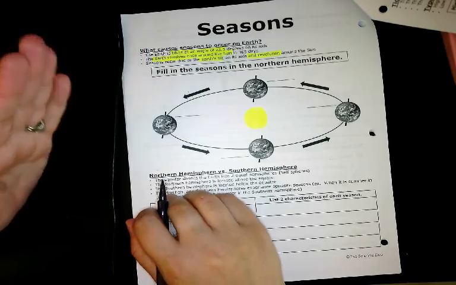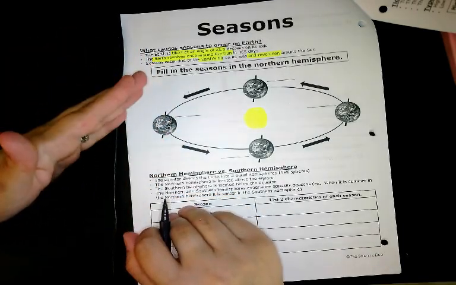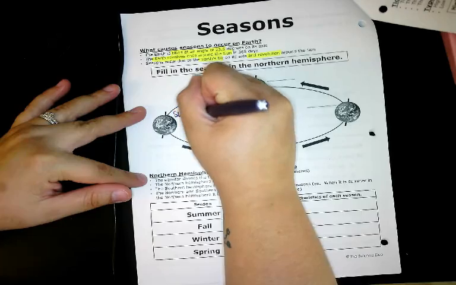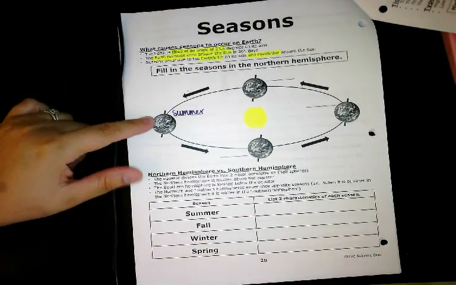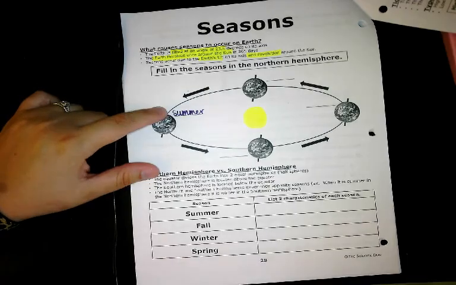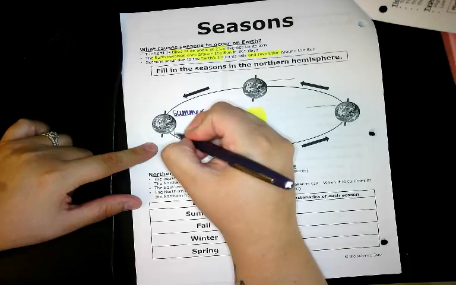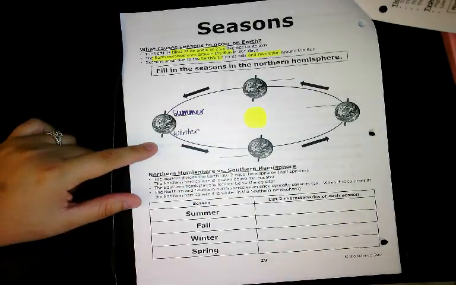If you're tilted towards the sun, you're going to be getting more sunlight and more heat, right? So that would have to be summer for that hemisphere. If the northern hemisphere is in summer, then remember, it's always opposite. The southern would be in winter, right? And then we can go straight across, right?